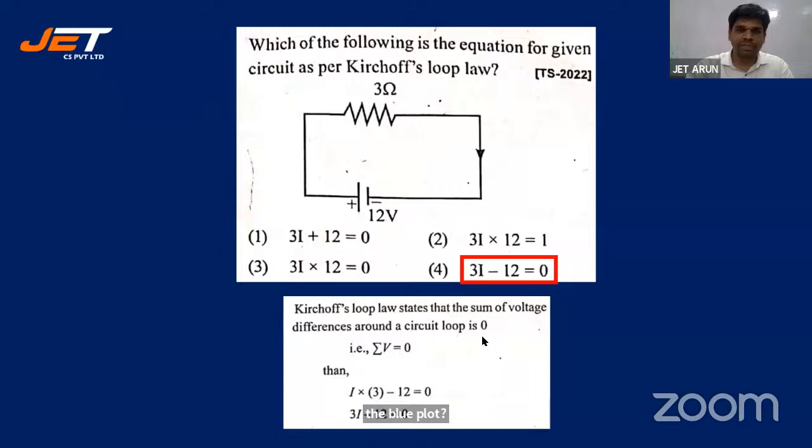The sum of the voltage differences around this circuit is 0. The convention we have taken here is higher potential to lower potential is positive, and lower potential to higher potential is negative. You can take it otherwise also. You'll get the same answer. Convention will not change your answer. Convention will not change the physics of the problem.